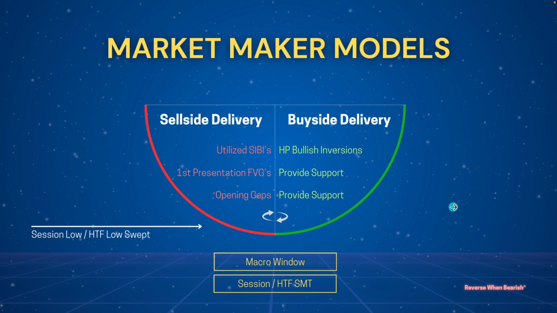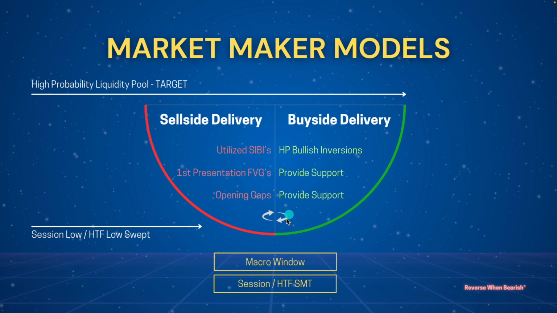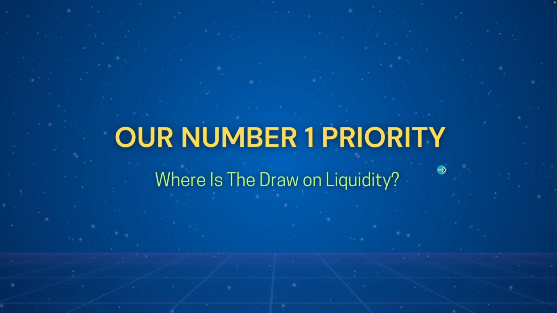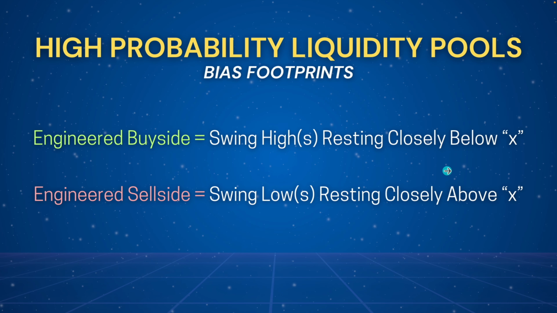But before we expect these reversal signatures, what do we need to see? A high probability liquidity pool as our target, or in other words, our reason to get back up, right? Not just to try to call a bottom randomly, but we need to have a reason, right? To say, okay, after we sweep this low and start to see reversal signatures, it is probably suggesting to us that we're going to seek a high probability buy side liquidity pool. Okay. And of course, reverse when bearish. So our number one priority all the time is, where is the draw on liquidity? Okay. Where is the draw on liquidity? Where is price going? What is our bias? Where do we want to see price go, up or down?